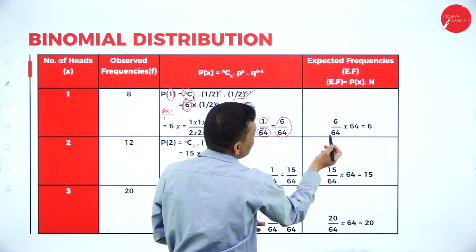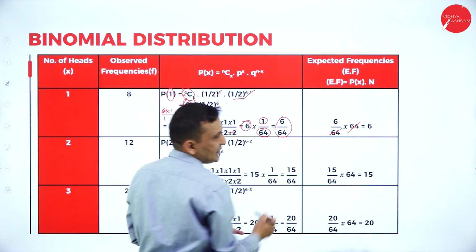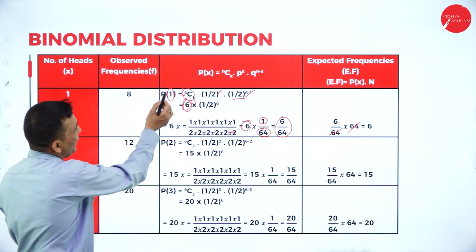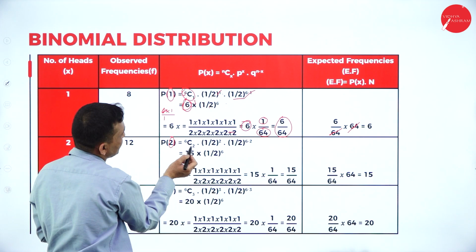Okay, the total frequency, observation frequency, 64, cancel. 6 as it is we are writing. Okay, now moving to the next variate, 2. So p of x, plus we are writing 2, n plus we are writing 6, is 2.